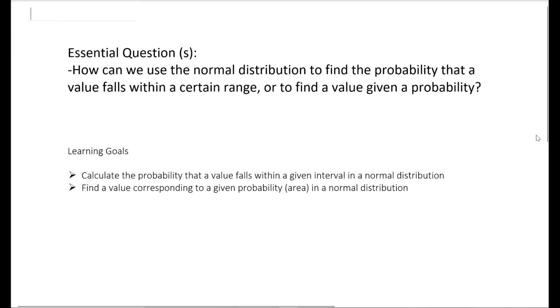So we want to talk about how we calculate the probability that a value falls within a given interval in a normal distribution. We want to find a value corresponding to a given probability or area in a normal distribution. So how can we use the normal distribution to find the probability that a value falls within a certain range, or to find the value given a probability?